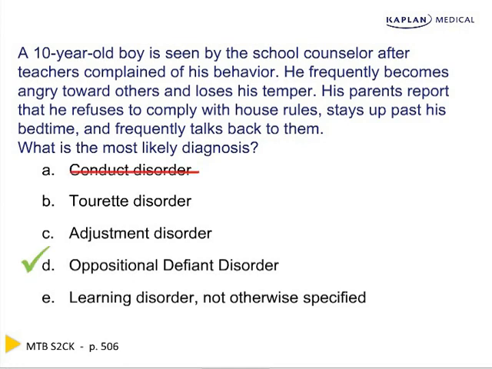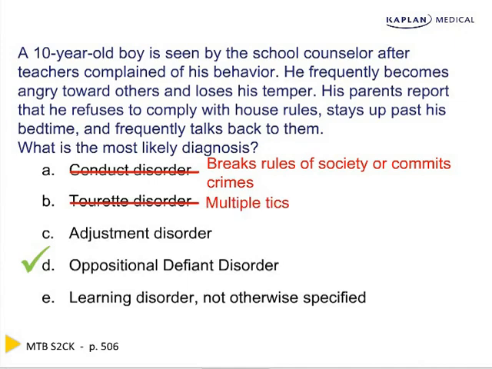Why is it not A? Well, because they're not breaking the laws or the rules. He refuses to comply with house rules, but he's not truant. He's not breaking curfew. He's not running away from home. He's not setting fires. That's a big deal, and that's where conduct disorder comes in. We haven't discussed Tourette disorder yet. We're just about to, but there's no tics here. There's no motor or vocal tics, so it's not Tourette.